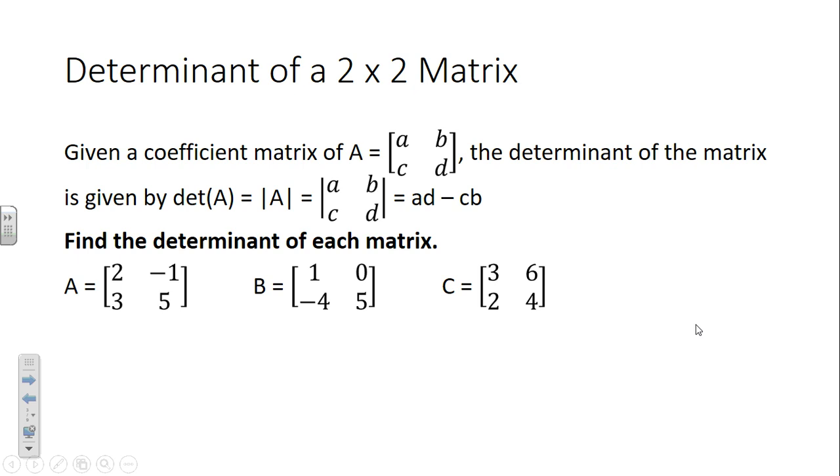So first of all, you can only find a determinant of a square matrix. And we find it by taking, if our matrix is in the order of A, B, C, D, A times D minus C times B, or B times C, depending on which way you write it.